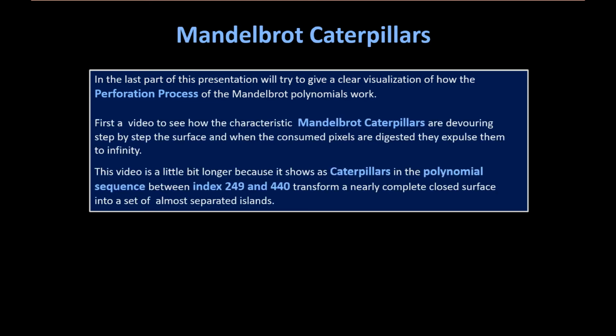First, a video to see how the characteristic Mandelbrot caterpillars are devouring the surface step by step, and when the consumed pixels are digested they expulse them to infinity. This video is a little bit longer because it shows the caterpillars in the polynomial sequence between index 249 and 440 transform a nearly complete closed surface into a set of almost separated islands.